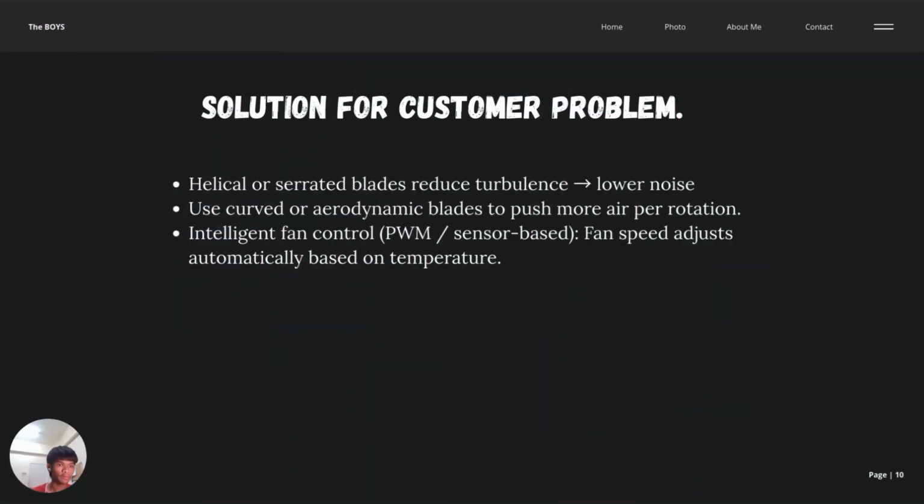So we had three main problems before, which are weak airflow, inefficient fan rotation, and also noise and vibration. So I found a solution for it, and these are the three solutions that I found. For noise and vibration, we can use helical and serrated blades to reduce turbulence and lower the noise. This is because helical and serrated blades have less friction, which makes less noise compared to other fans that we are testing out.